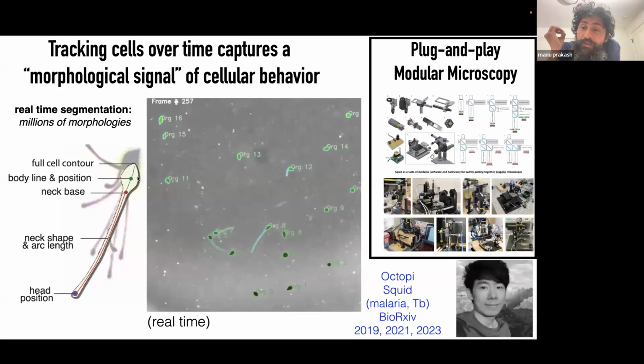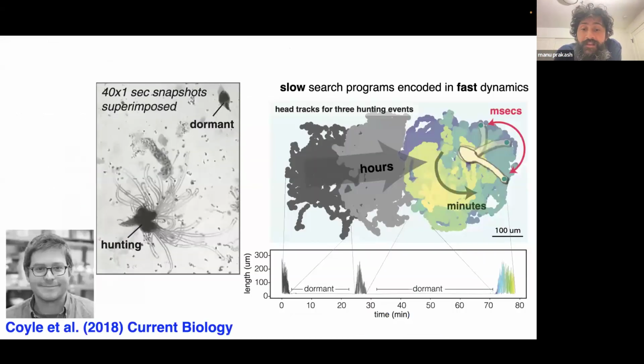We build a lot of open source microscopes called Squids. And this is a modular system. So we built these to be able to do long-term tracks. And we can map the behavior of billions of these cells just over time, searching for food in different types of environments. And that we showed in the first paper in Current Biology, led by a postdoc, Scott Coyle, who now has his own lab, that this animal or this single cell has a beautiful search behavior.